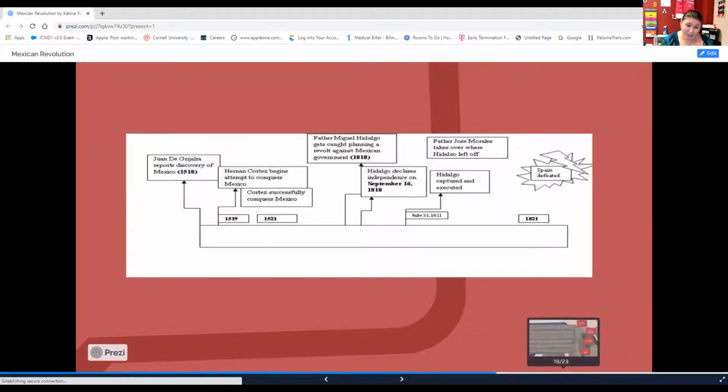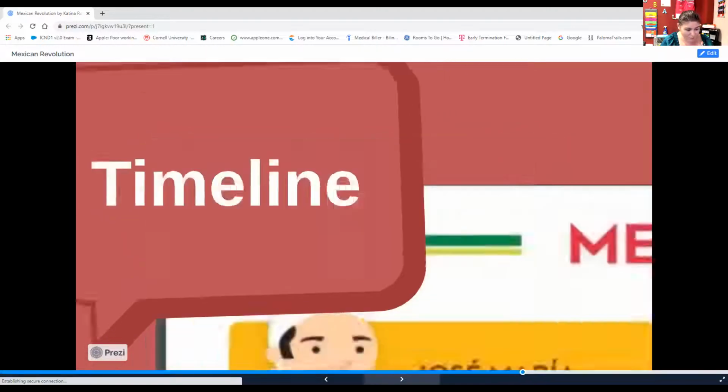And then a timeline to put things into perspective for you. So this is when Spain colonized. So we have 1518 and 1810. So 15, 16, 17, 18, 300 years Spain has ruled Mexico. And then from here, you're looking at when Mexico gets its first start, but then it falls apart, and it's not until 1821 that you can see Spain is finally kicked out.